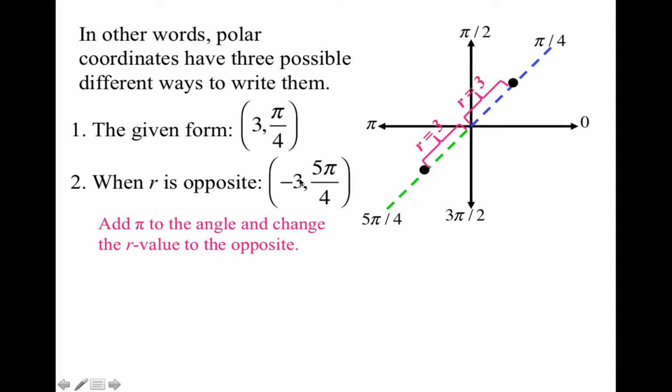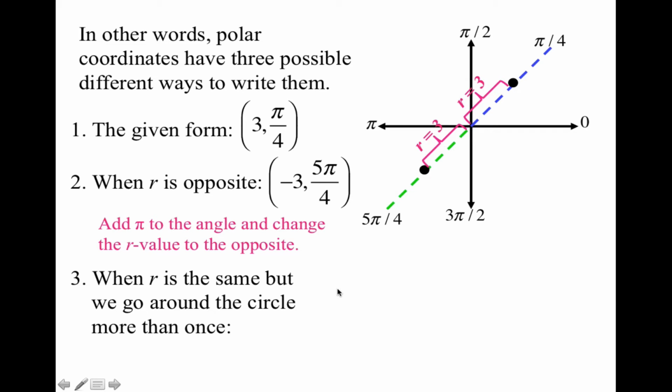So when I want to plot -3, 5 pi over 4, I'm going to rotate my body to the angle 5 pi over 4, which is this green dotted line. And since it says that it's a radius of -3, that means I'm going to walk in the opposite direction. So I would still land here. Now, if this was a +3, I would walk in the direction of 5 pi over 4 and would land here.